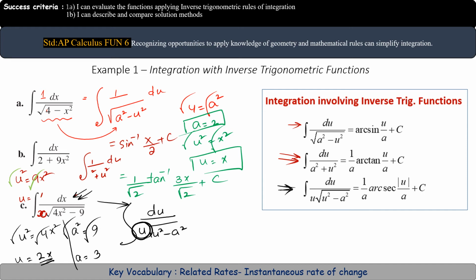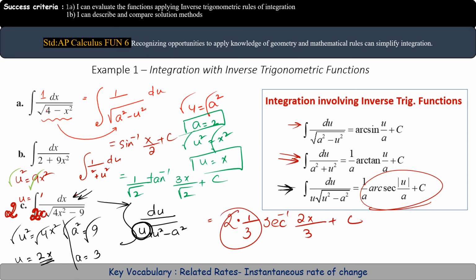How? By writing the 2 in the denominator, and since you are dividing, you have to multiply also by the same integral sign. Now everything is perfect. So 2 is written outside, write it down. Then apply the formula, 1 over a. A is 3. Arc secant, it means secant inverse. U is 2x and a is 3, plus c. And 2 times 1 over 3, you can write it as 2 over 3.